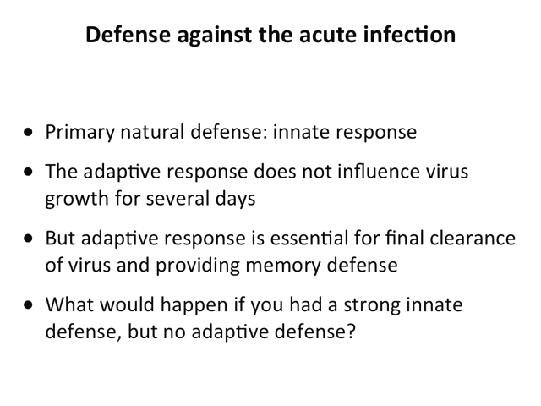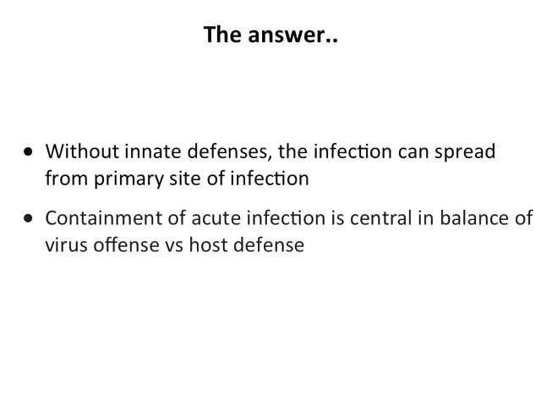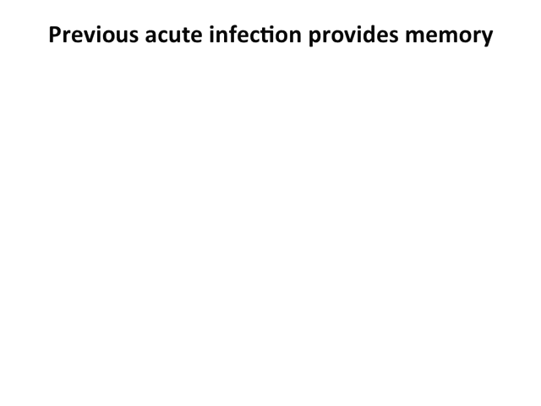Now, what would happen if you had a strong innate defense but no adaptive defense? So you can actually do this experimentally in animals, and the answer is that without innate defenses, the infection can spread from the primary site of infection. So the innate response, of course, is central in controlling the infection, and if it can't control it, the adaptive response has to kick in. In people without immune responses, immunocompromised individuals, they may not have either B cells or T cells, or they may not have either. Infections, acute infections in particular, can be disastrous.